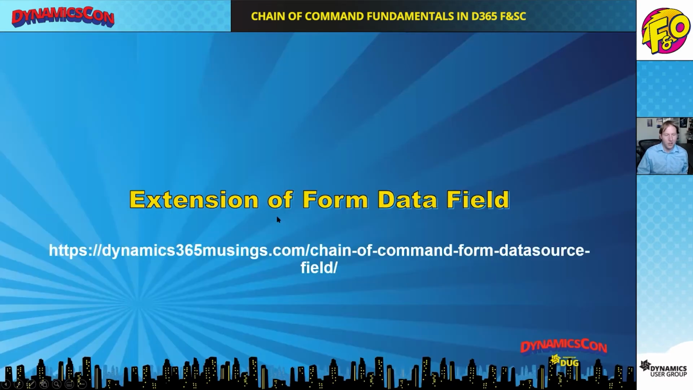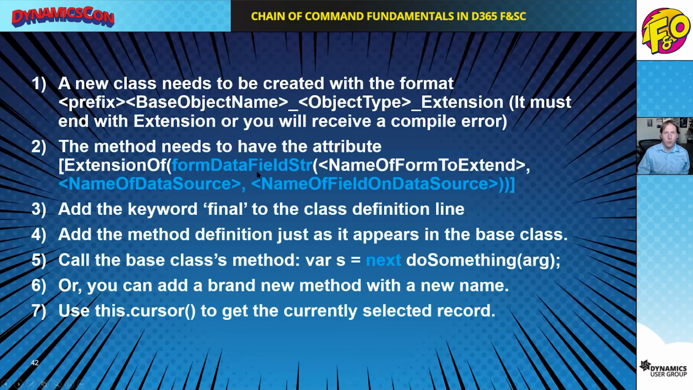Another one, extension of form data fields. So on a form, we know that there are methods and there are data sources. We also know that on those data source fields, you can have methods like modify method or lookup method. Oftentimes people want to override those, and so we need to use chain of command when we want to do that for a base Microsoft object.